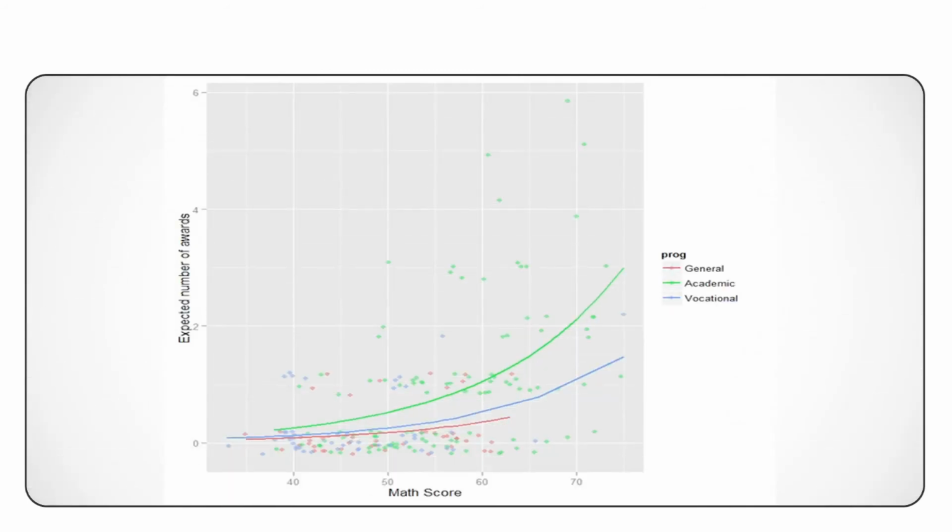So here is the graph obtained using ggplot. On the x-axis we have plotted the math score, and on the y-axis we have plotted the expected number of awards. In each case we have a curve which is monotonically increasing. The green curve, which corresponds to academic program, lies above the blue curve, which corresponds to the vocational program, and this in turn lies above the red curve, which corresponds to the general program.